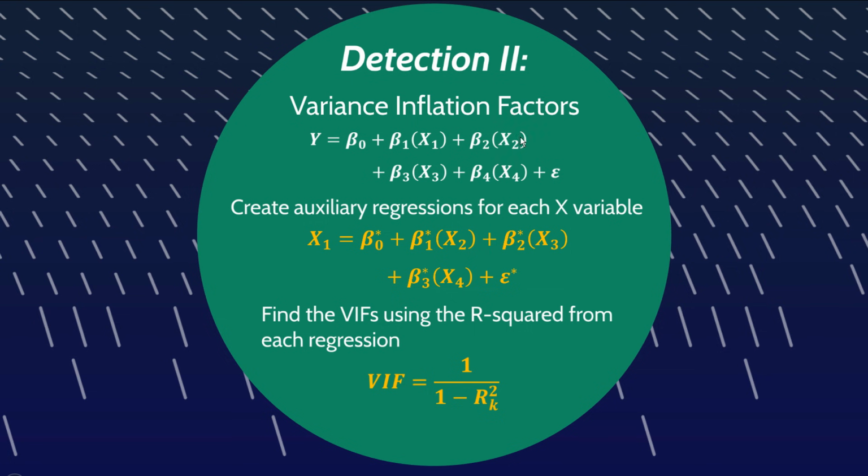And you would do that for the three other x variables as well. You'd put them in the hot seat in the dependent variable position and regress them against the three other x variables and see how they go with the variance inflation factors. And clearly the higher the R squared, the higher the variance inflation factor will be.